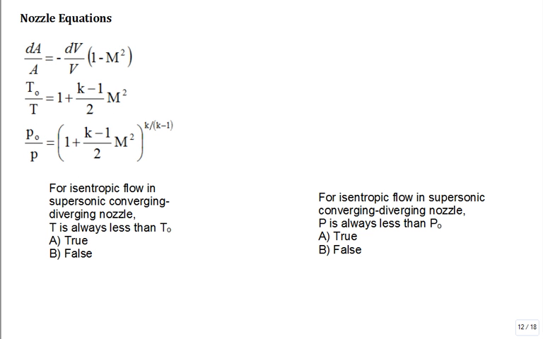All right, let's take a look at this equation. For isentropic flow in a supersonic converging diverging nozzle, temperature T is always less than T naught. That's the physical temperature T is always less than the stagnation temperature T naught. All right, just rearrange this equation. The temperature of interest is equal to the stagnation temperature divided by 1 plus (k minus 1) divided by 2 Mach squared. All right, the Mach number, what does it range between?